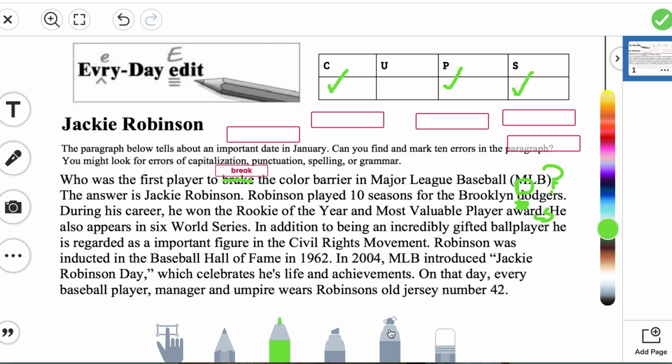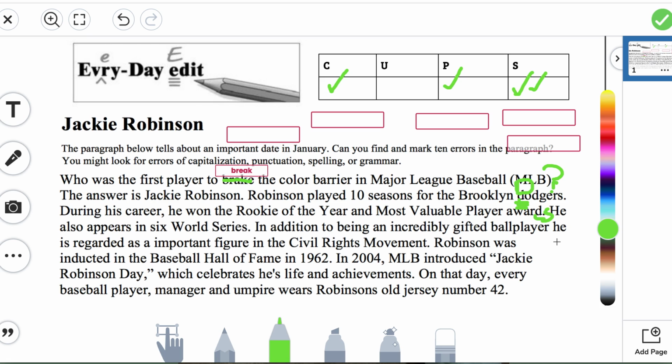Rookie of the Year, Most Valuable Player, that's 2 of them, so it's plural, awards, not award. So that is dealing with spelling. It needed the extra S.